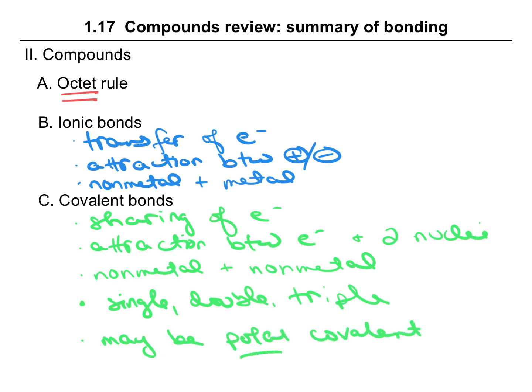If there is a difference in electronegativity between the 2 atoms in a bond, then although those electrons are shared, they won't be shared equally, and this will result in a partial positive and partial negative charge. So this takes care of our review of some of the important aspects of compounds.